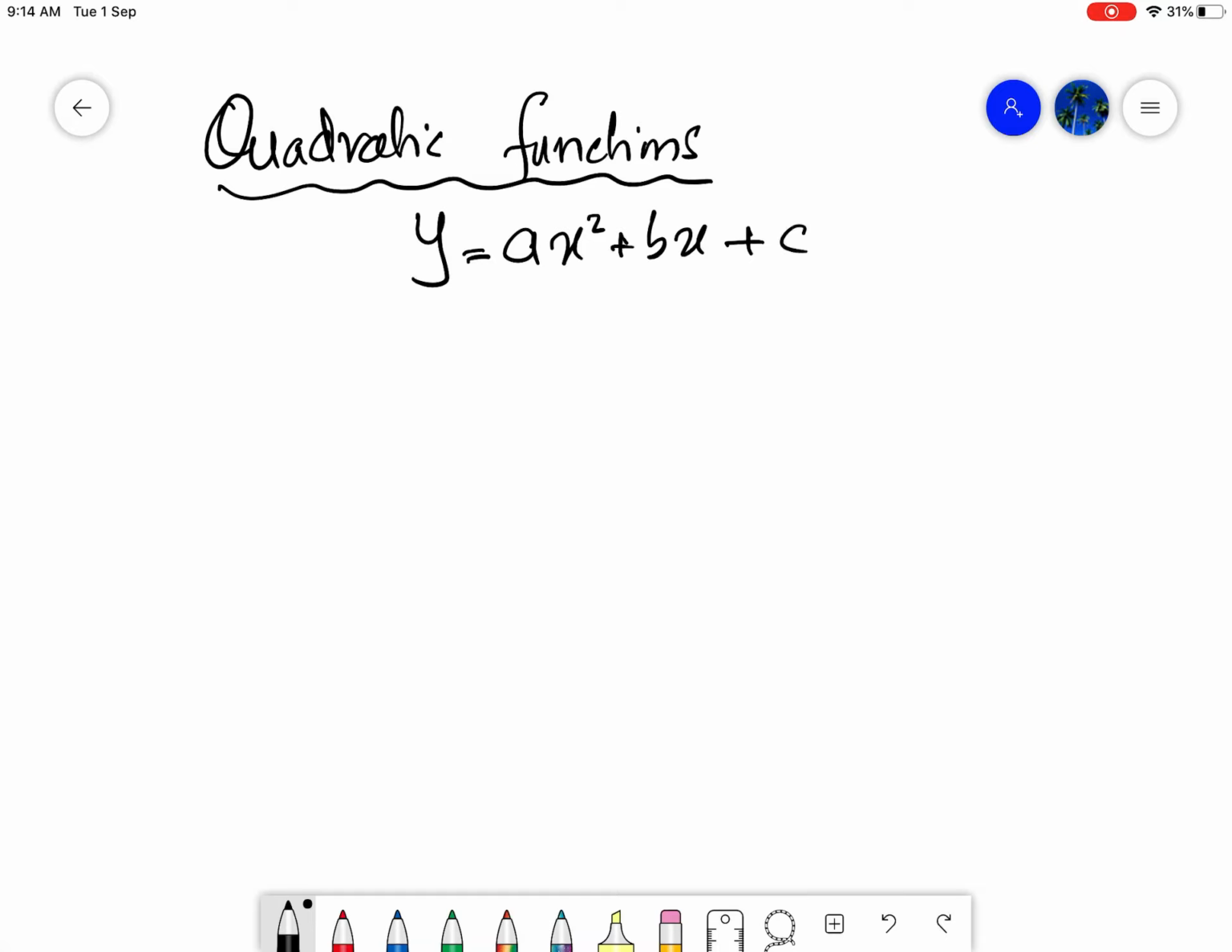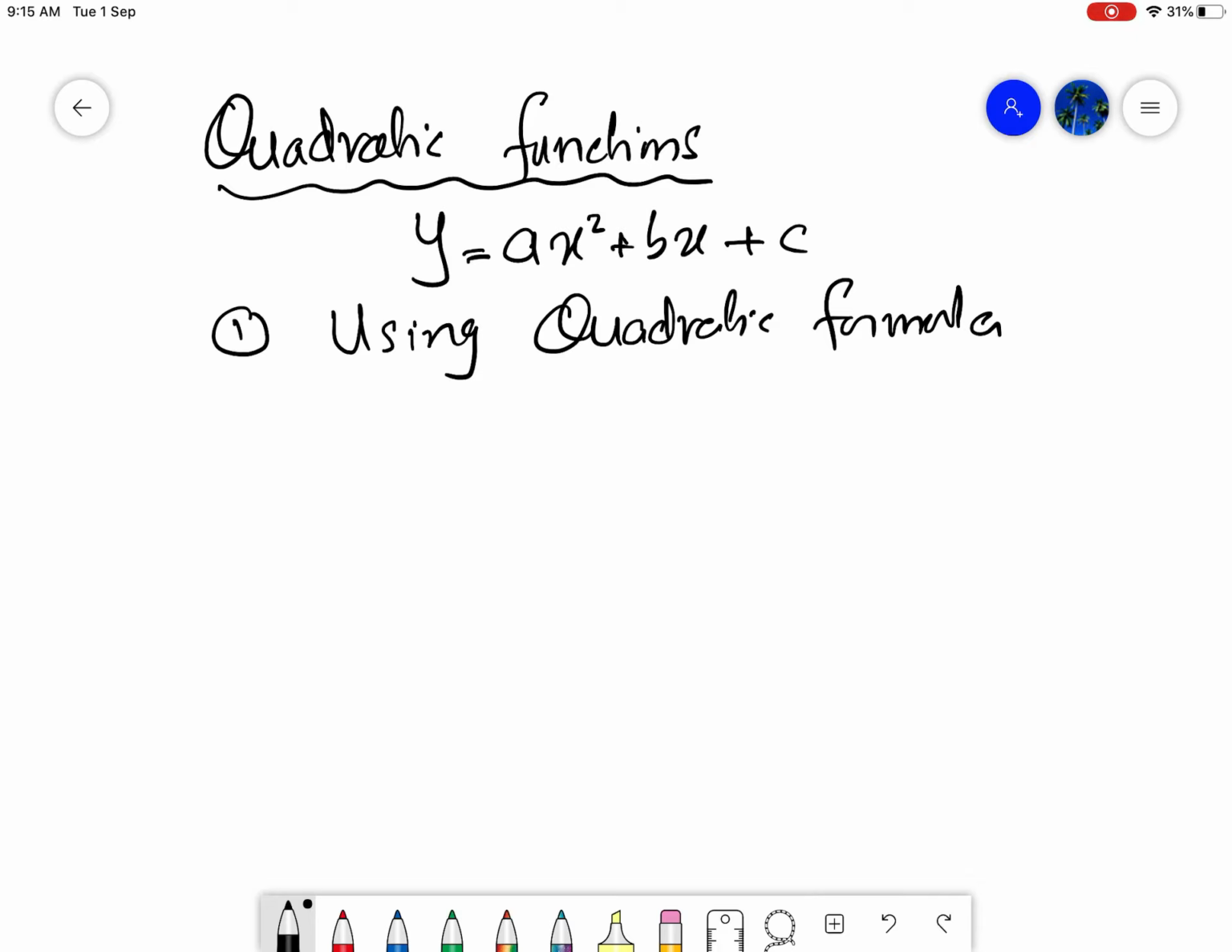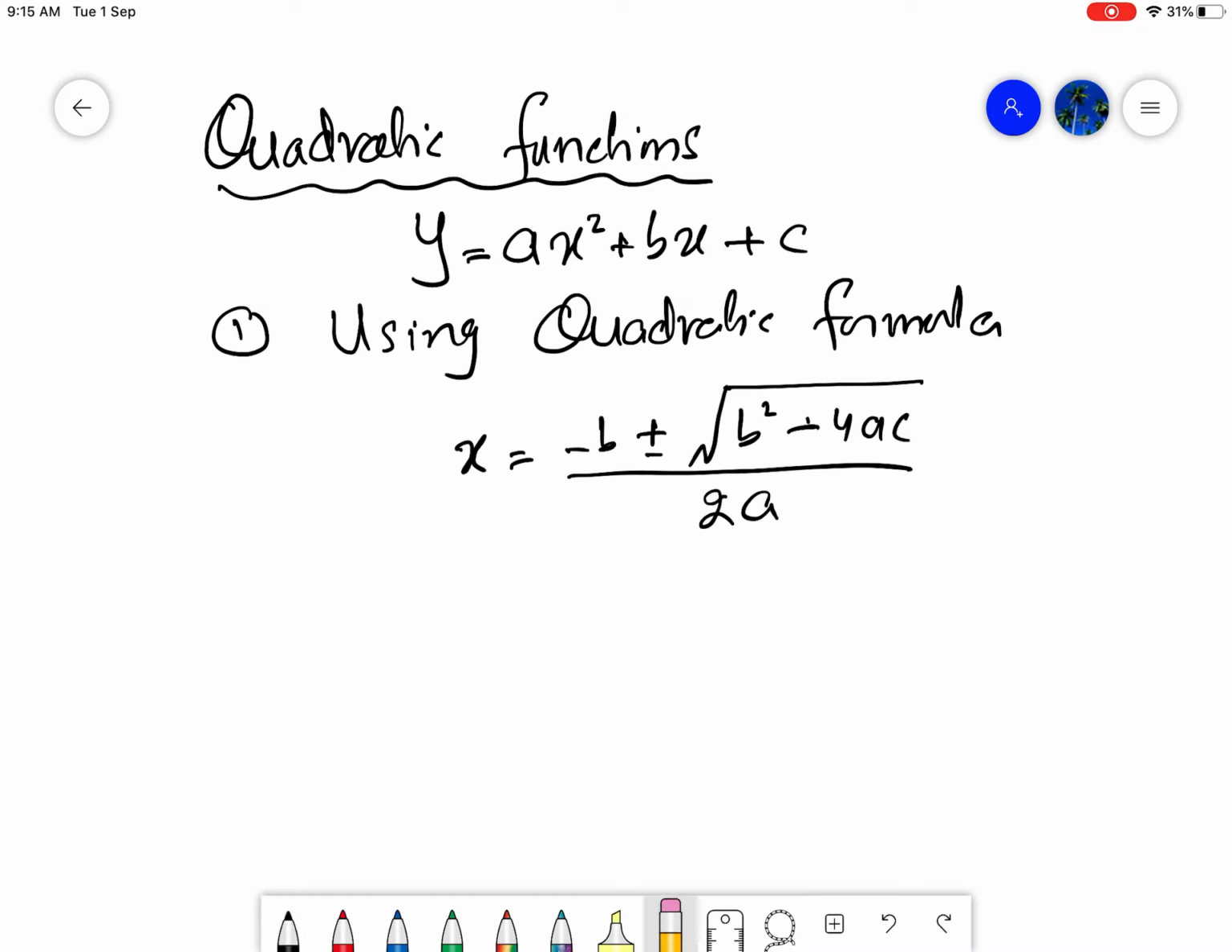And you can work out this quadratic function or quadratic equation using two different techniques which you are familiar with. The first one is using the quadratic formula, and you are familiar with that. It is x is equal to minus b plus minus the square root of b square minus 4ac, over 2a.